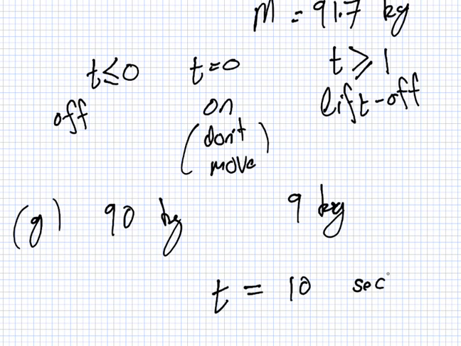Wait, how come the fuel is 90 kilograms? Because in the question I said that 90% of the rocket's mass is fuel, and the rocket is 100 kilograms. No, the rocket is just 10 kilograms. It's only supposed to be a small rocket. Yeah, it's just 10 kilograms. Okay, so it'll last for 10 seconds.